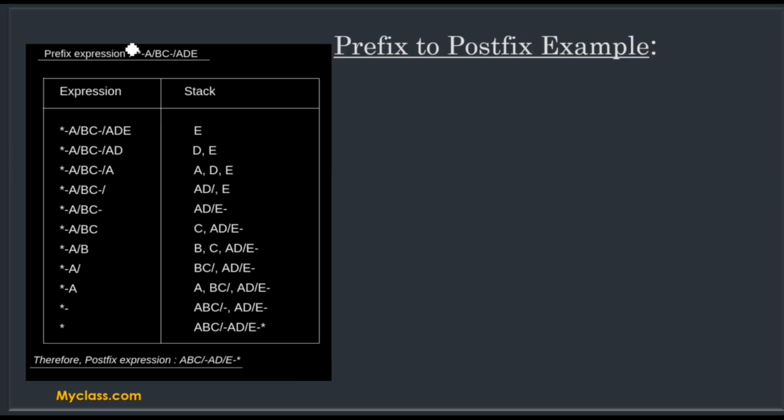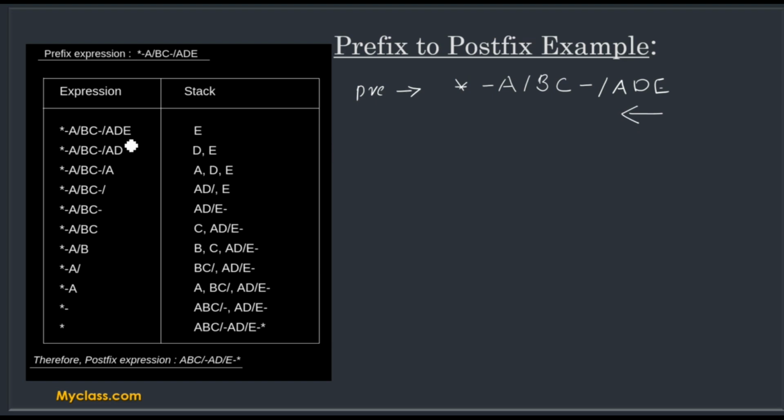There is an example. Our prefix expression is like this: star, subtraction, A, division, B, C, subtraction, division, A, D, E. This is our prefix expression. We want to convert it into a postfix expression. So we are scanning this prefix expression from right to left.